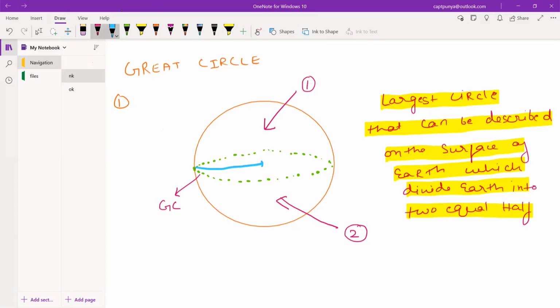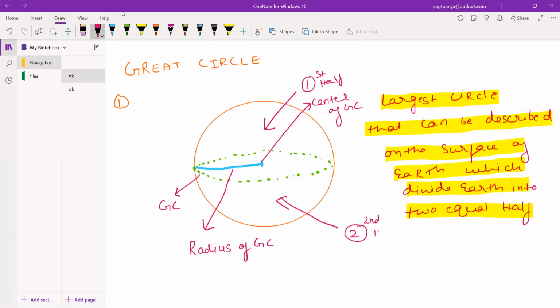So let me go back and write it for you. This is the radius of your great circle, and this is the center of your great circle. Now guys, this was your first half which the great circle divided, and this was your second half.